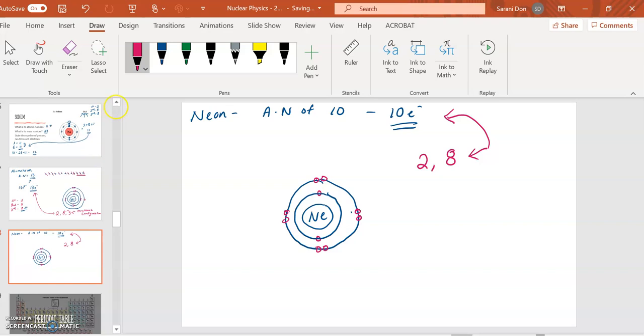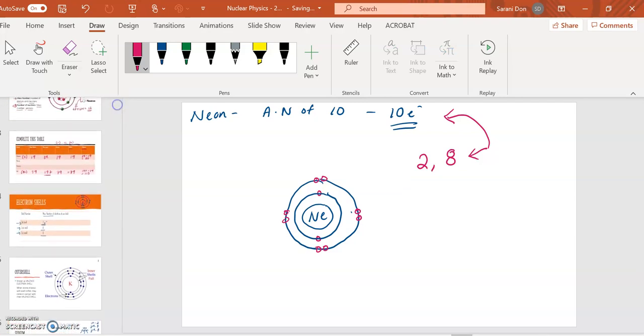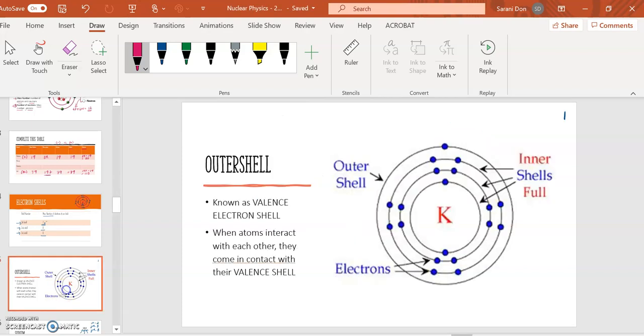I would suggest picking some examples in the first 20 elements of the periodic table and trying it yourself, just to get the hang of drawing it, because this is something you definitely need to know.